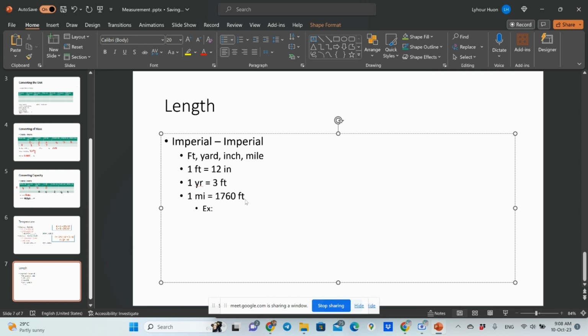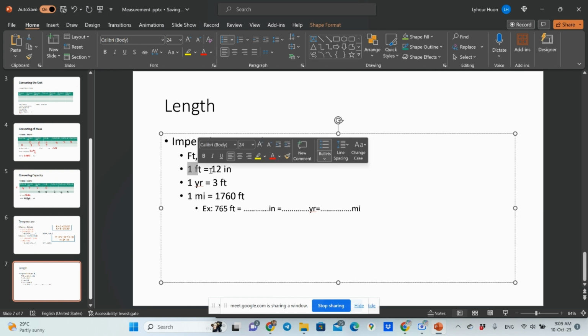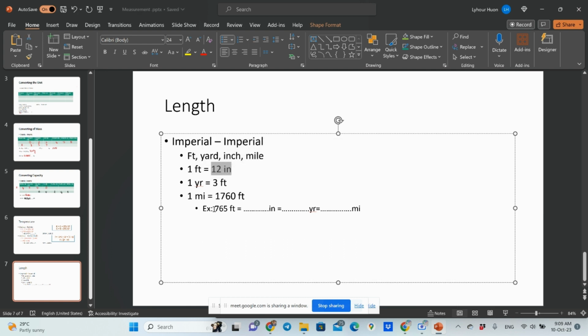Okay, so let's give an example. How can we convert 765 foot to inch, and the same amount to yards, and the same amount to miles? We know that 1 foot equals 12 inches. How about 765 foot? How many inches?